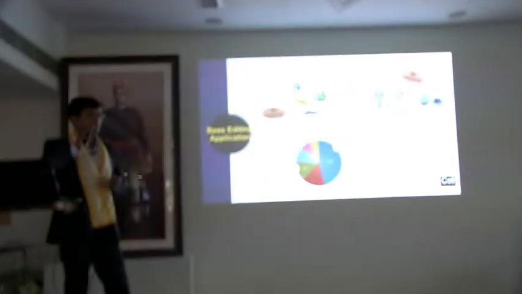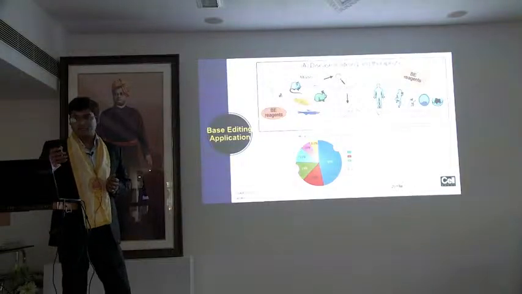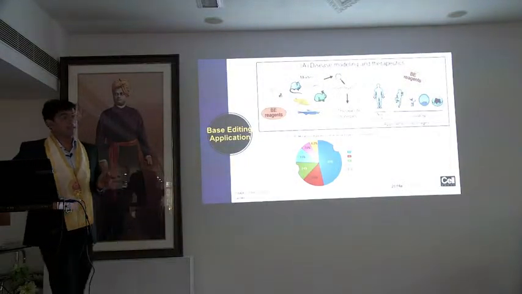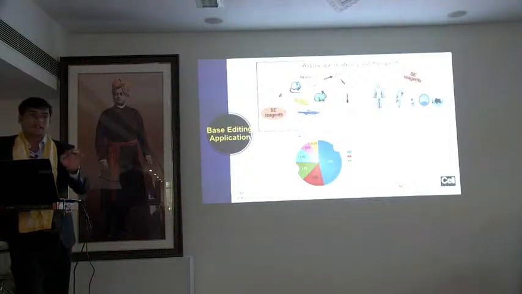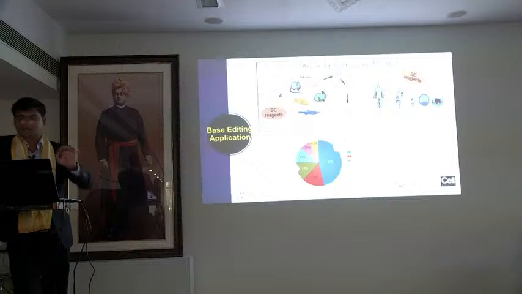Okay, so in disease, this is pathogenic mutation. You know, for human pathogen, 61% of disease causing wrong letters can be corrected with this base editing technology. 61% of human genetic disease causing wrong letters could be corrected with this one.